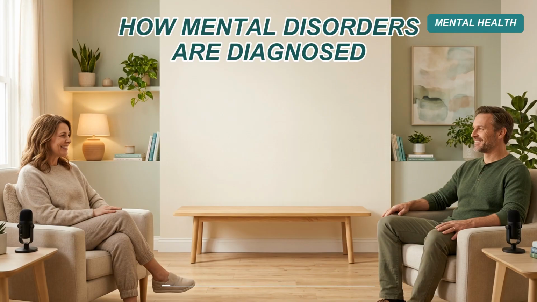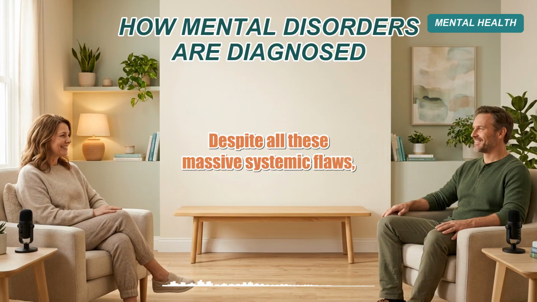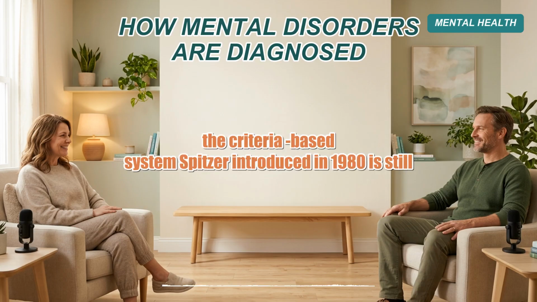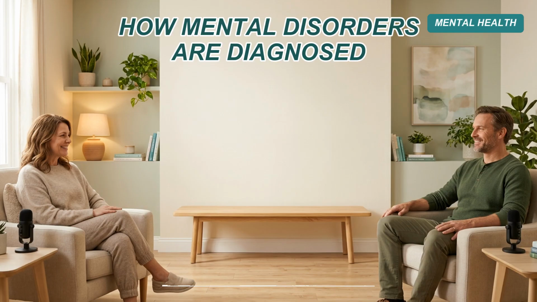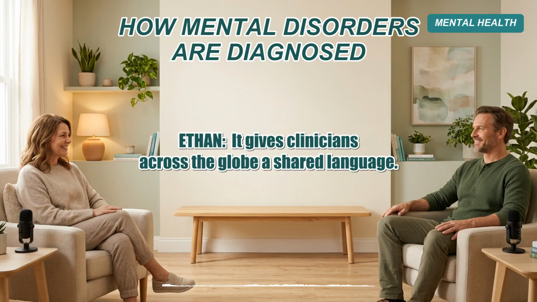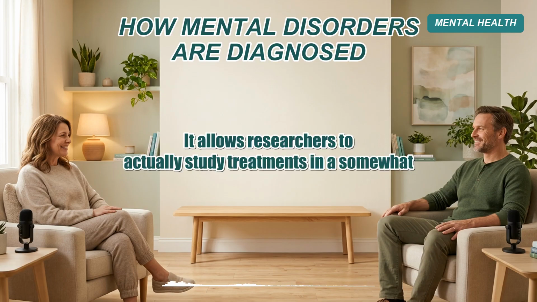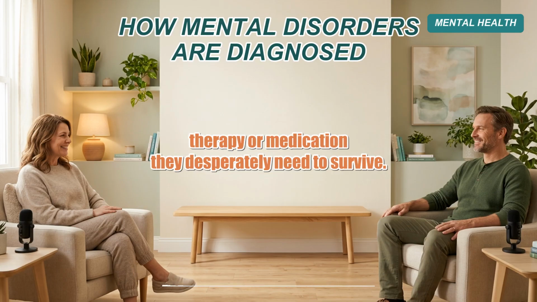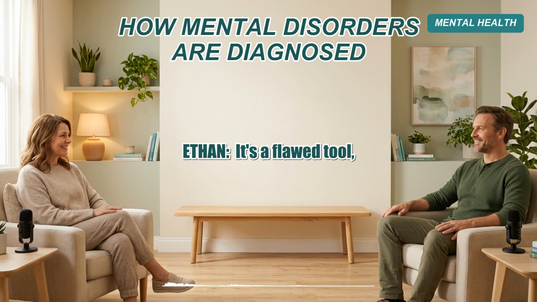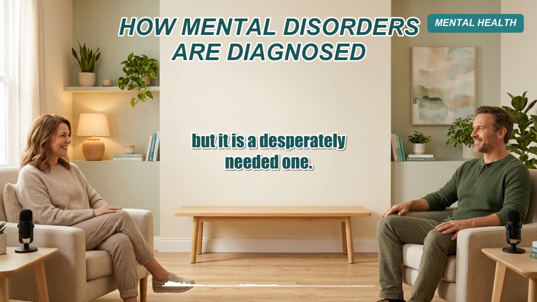It is. Despite all these massive systemic flaws, the criteria-based system Spitzer introduced in 1980 is still vastly superior to the narrative chaos of the 1960s. Right. It gives clinicians across the globe a shared language. It allows researchers to actually study treatments in a somewhat systematic way. And crucially, it allows patients to get their insurance to cover the therapy or medication they desperately need to survive. It's a flawed tool, but it is a desperately needed one.